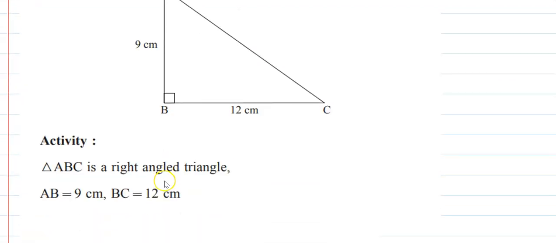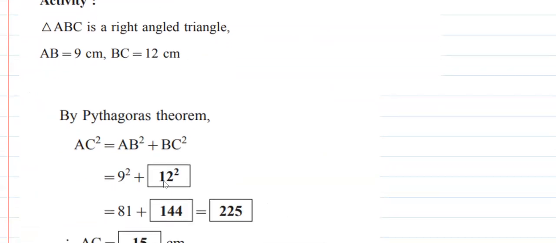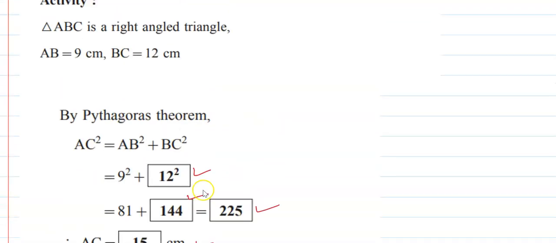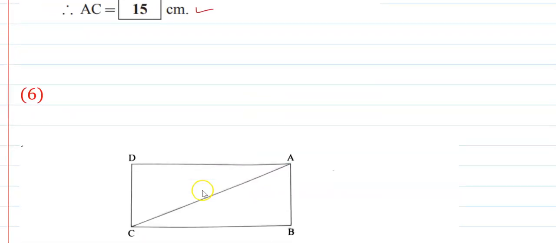Now see this here, the same activity. Get 12, 144, 225, and this is the last one. Okay. Now the next.